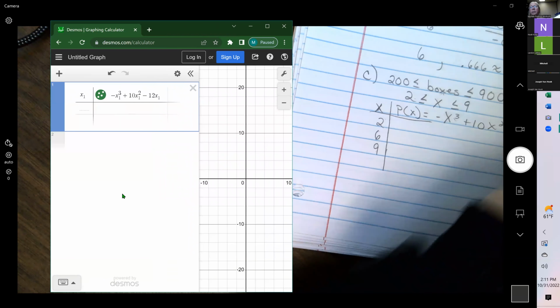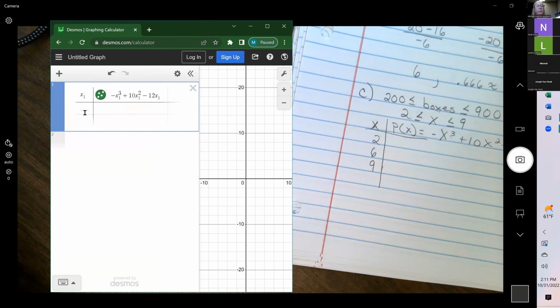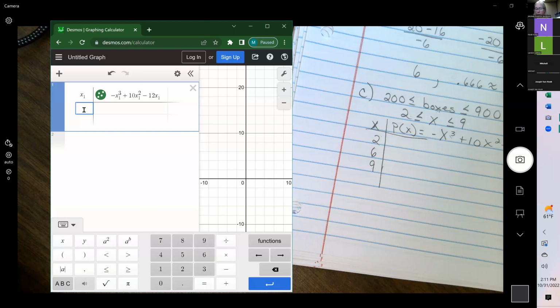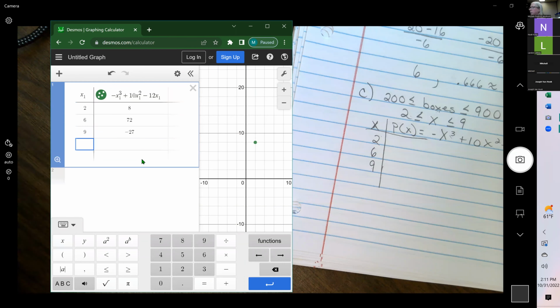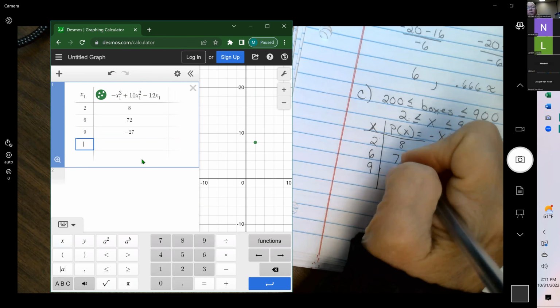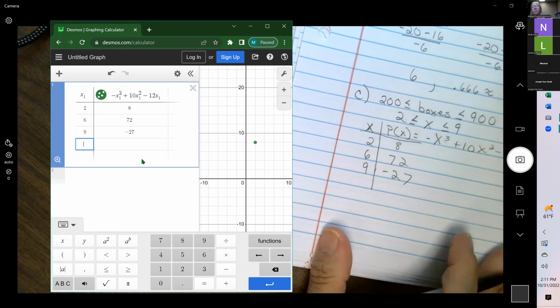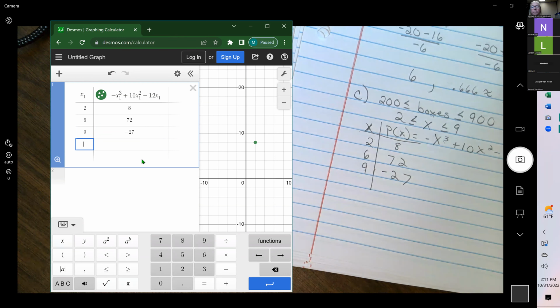So you will have to show the table on the test, but you can use Desmos to get it, and you just put your x values. So we want 2, 6, and 9. So we have 8, 72, and a negative 27. Any questions on that?